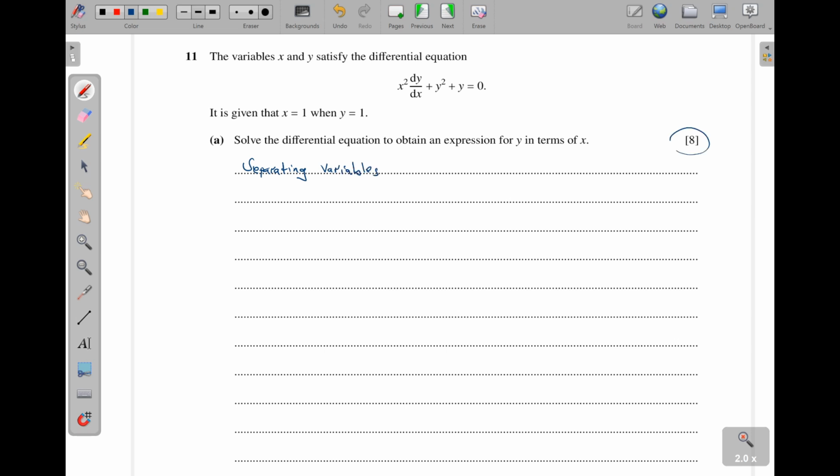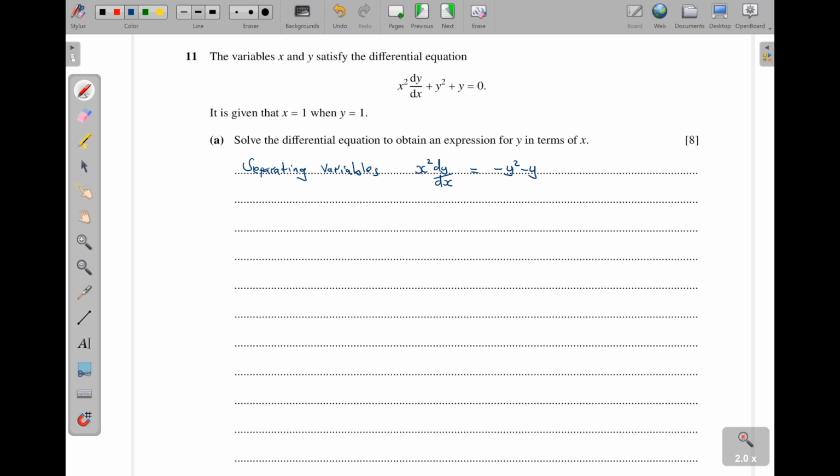The marks are 8, so that means there are some good methods of integration here. So, separating variables, I can first take y away and take it to that side. We can have x squared dy/dx equal to negative y squared minus y.